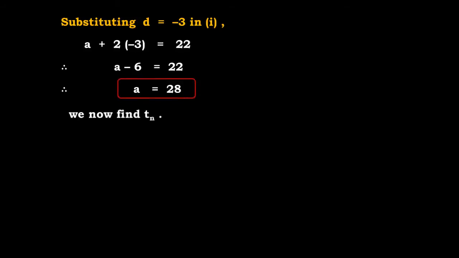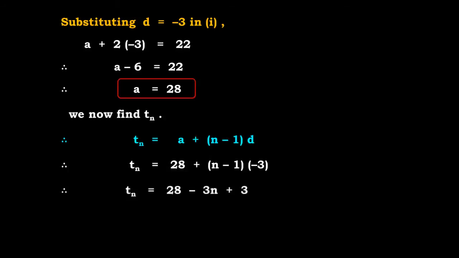So see student, we have A and D, that means now we can find Tn. Tn is equal to A plus n minus 1 into D. So Tn will become 28 plus n minus 1 into minus 3. So Tn will be 28 minus 3n plus 3. 28 plus 3, 31. So the nth term is minus 3n plus 31. In this way we have the nth term minus 3n plus 31.